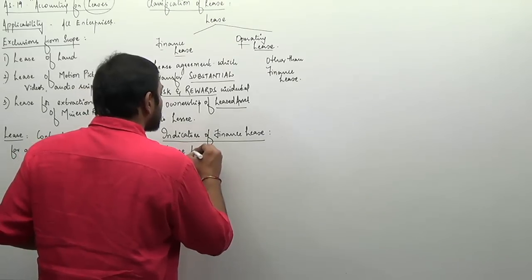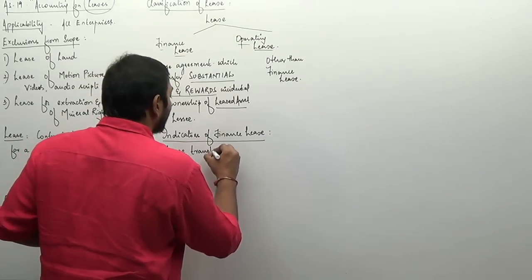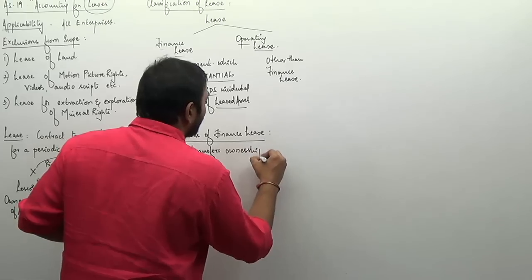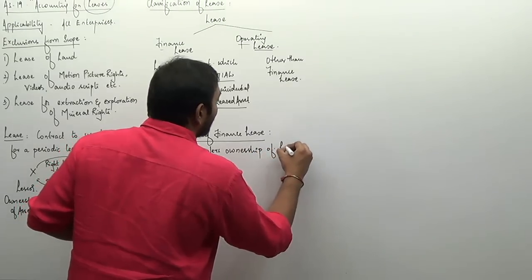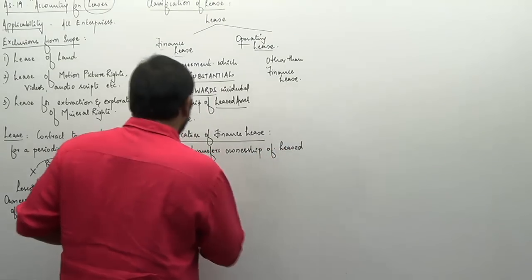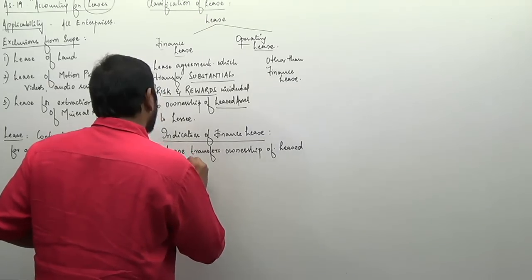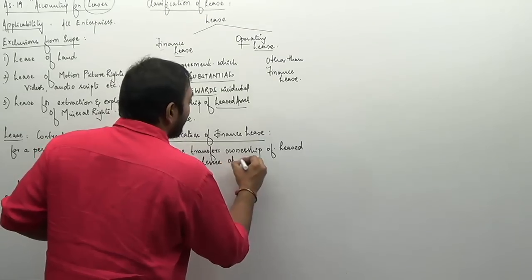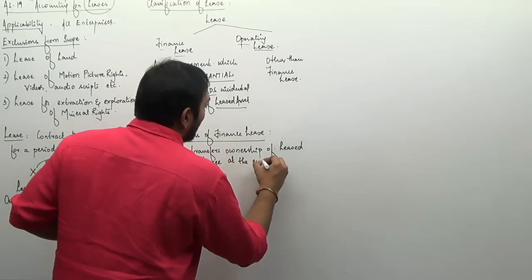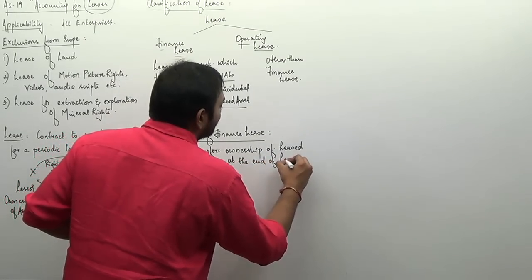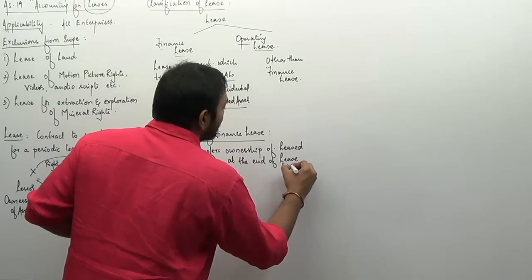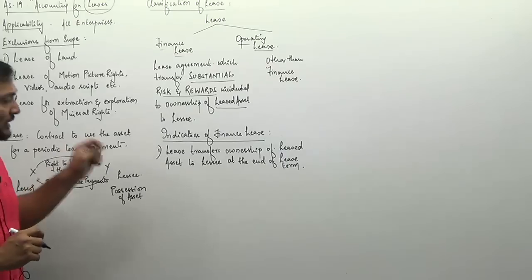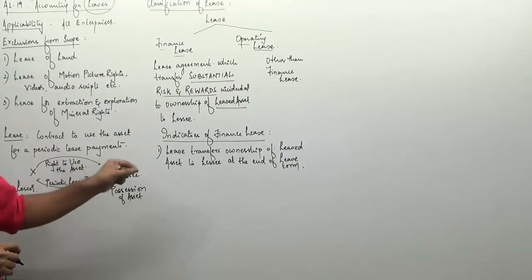lease transfers ownership of leased asset to lessee at the end of lease term. The lease transfers ownership of leased asset to the lessee at the end of lease term.